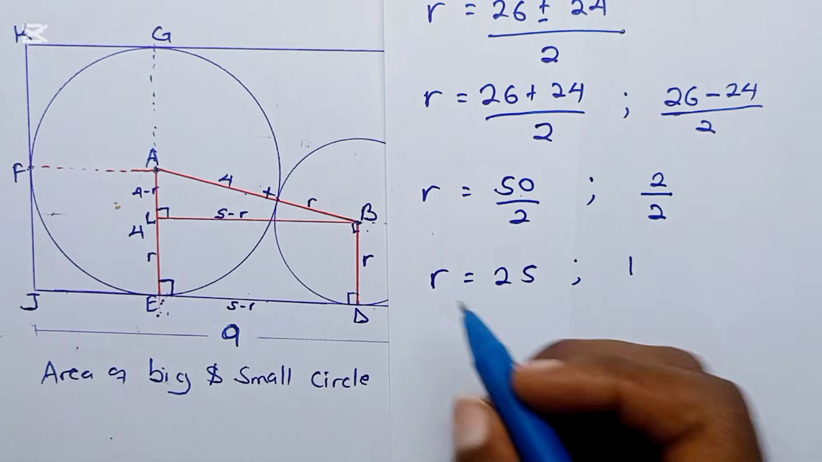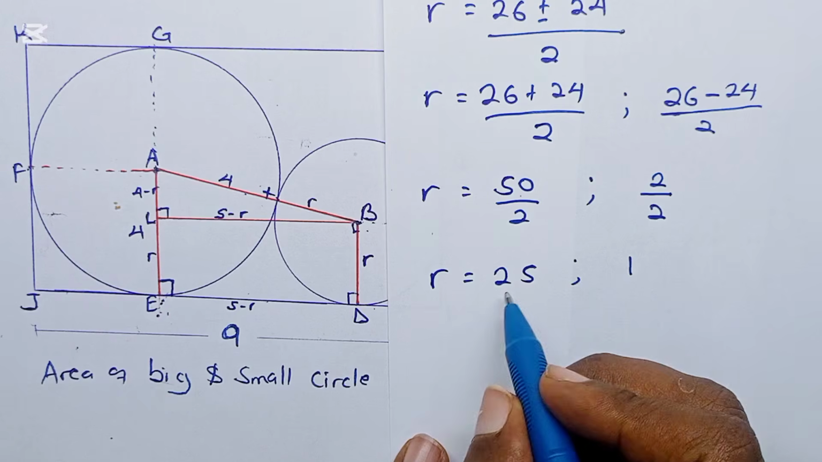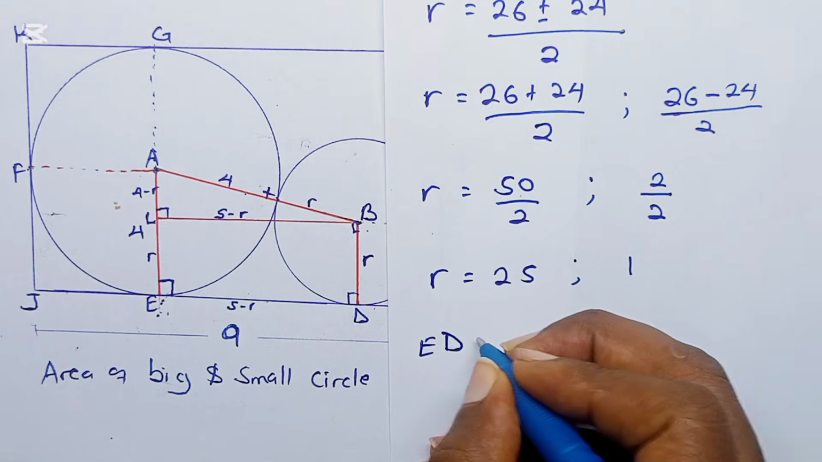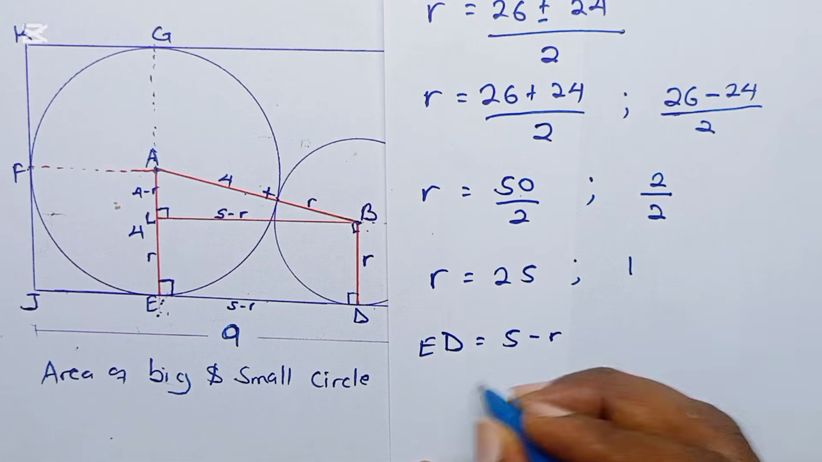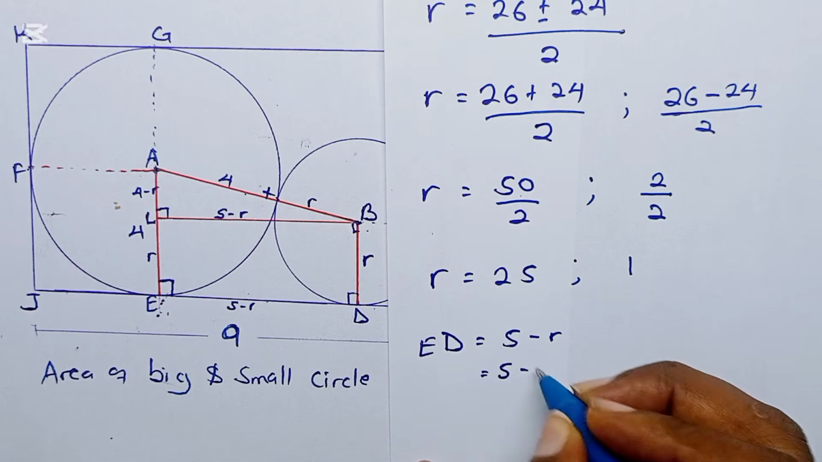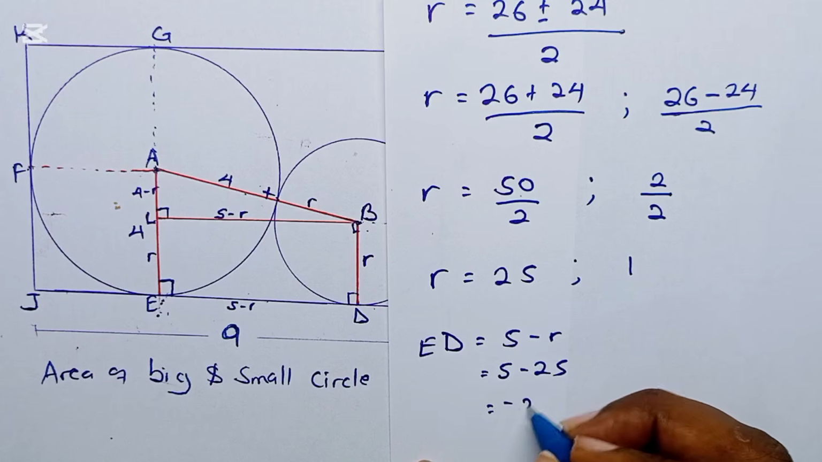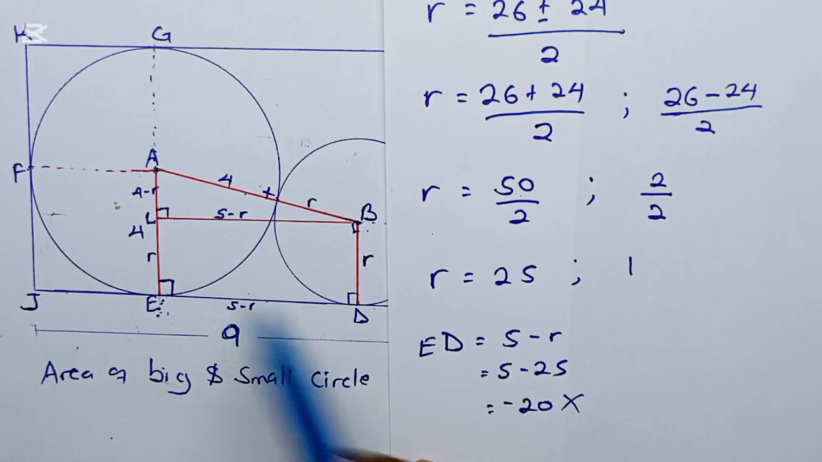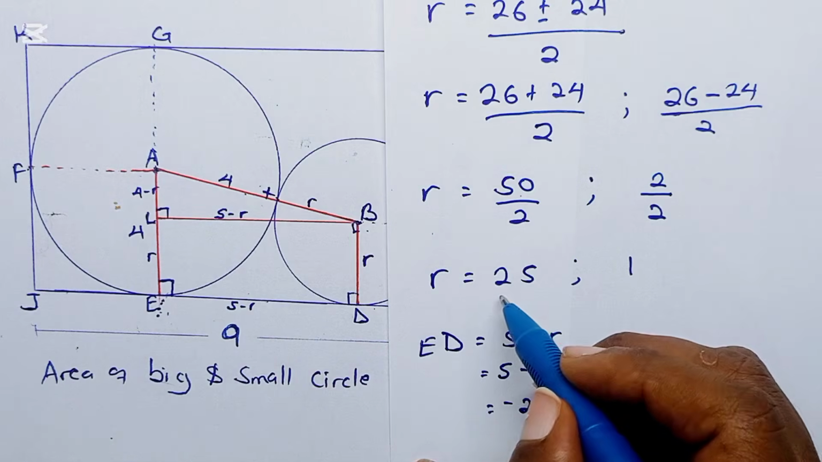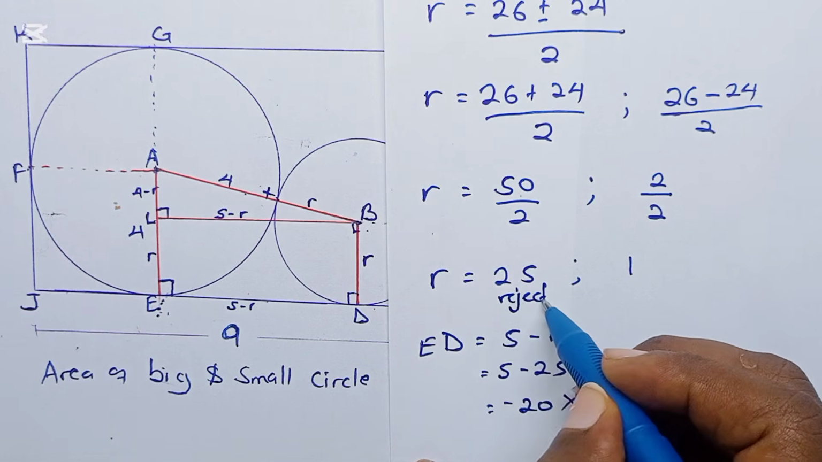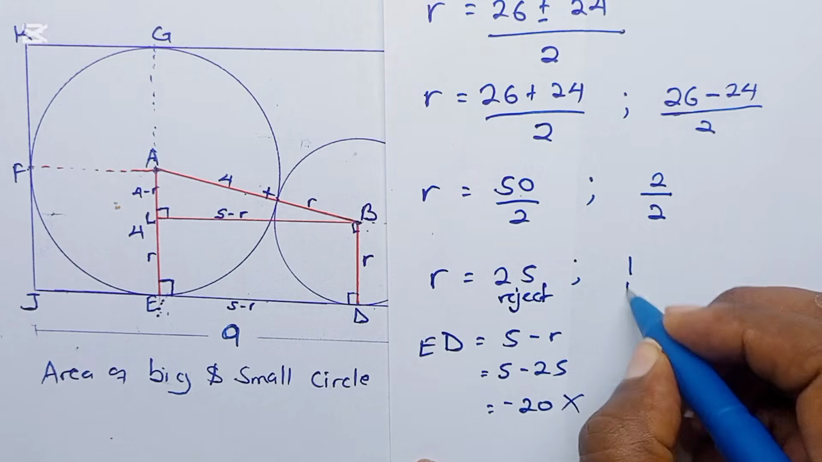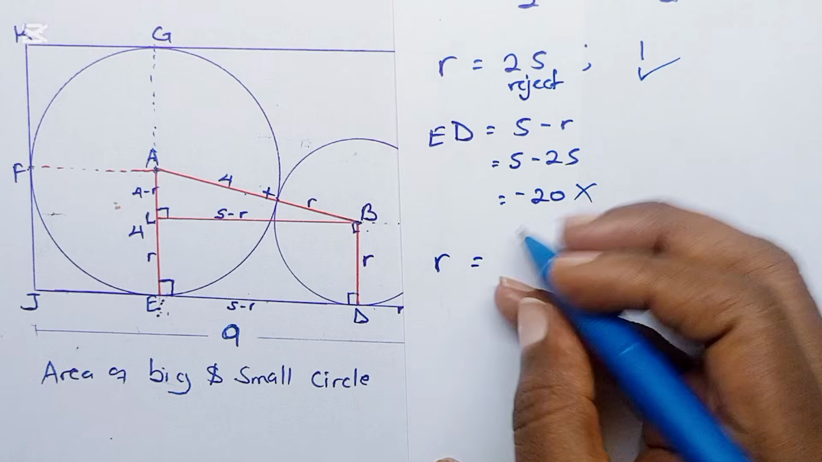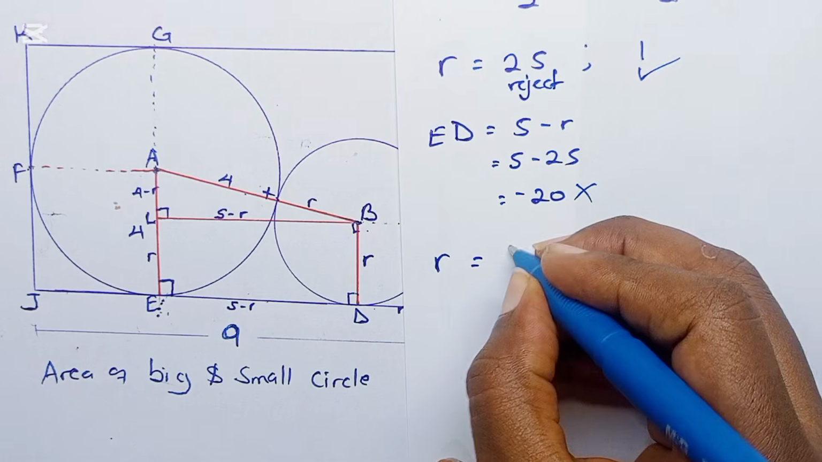It's only 1. So let's say we consider R radius as 25. ED is 5 minus R. Okay? And we've got R as 25. So 5 minus 25 gives us negative 20. This cannot be possible because ED is a distance, it cannot be negative. Therefore, we reject this solution of R equal to 25 and accept R equal to 1. Therefore, we've concluded that the radius of the small circle is 1.